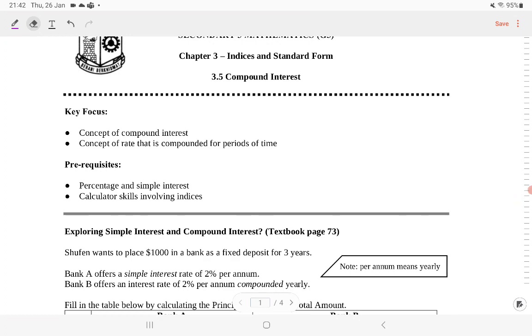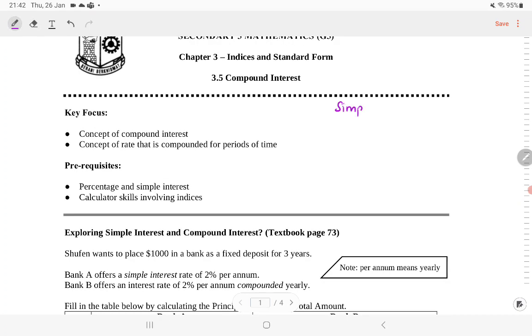I believe in lower secondary you would have learned what simple interest is. This is the formula for simple interest. You would have learned this either in Sec 1 or Sec 2. The formula is P times R times T over 100. In this case, P would be the principal amount.